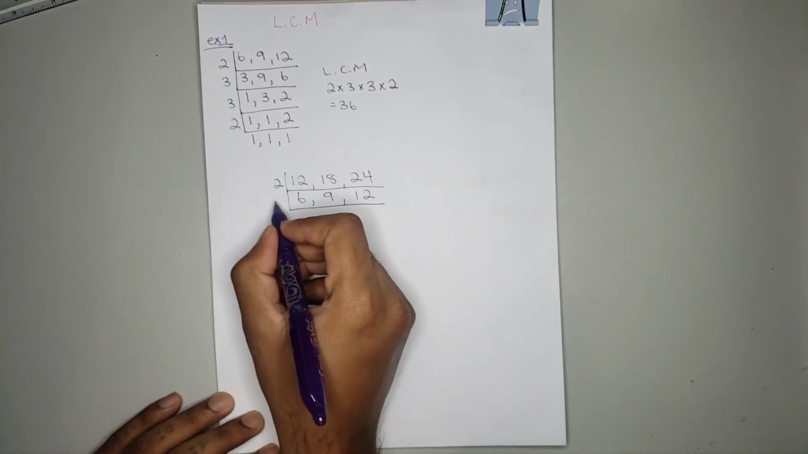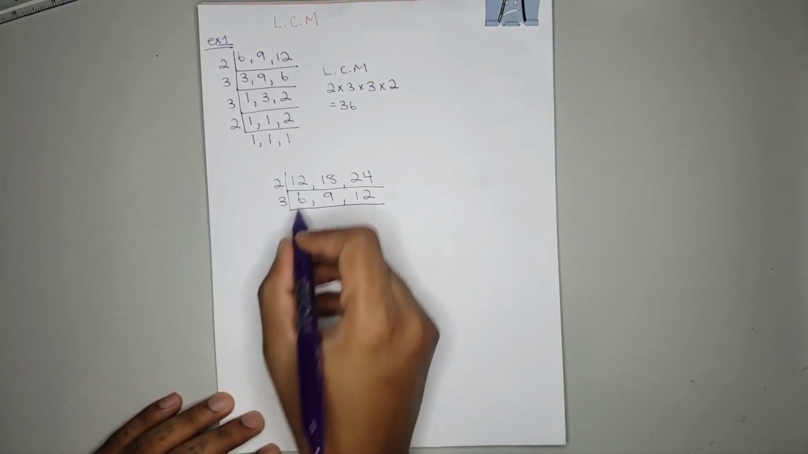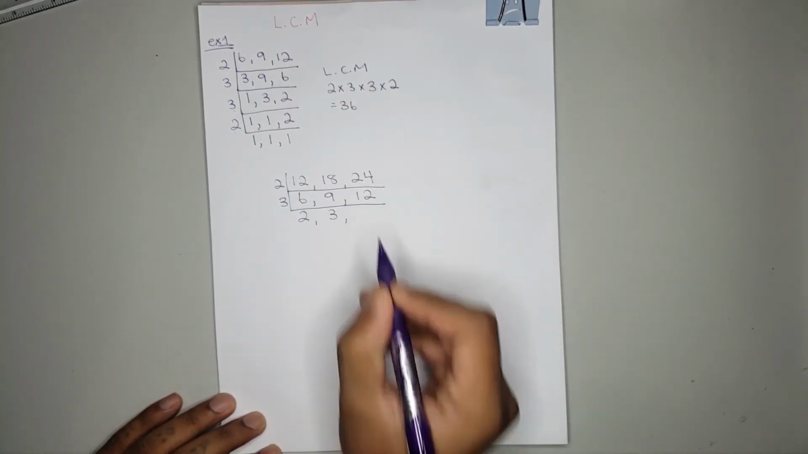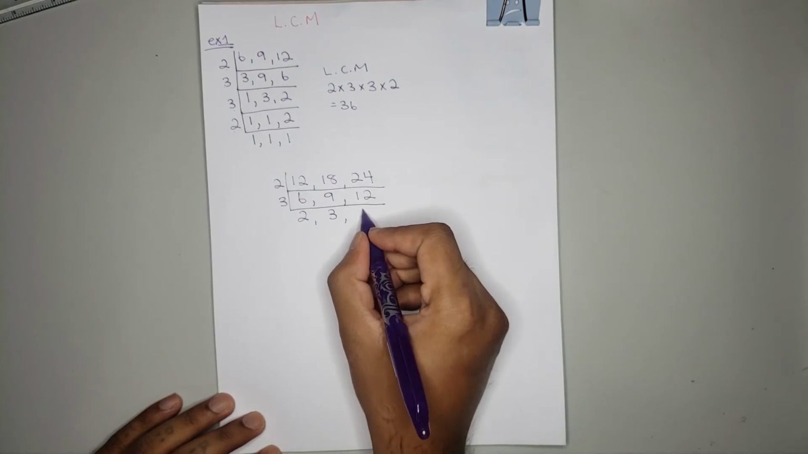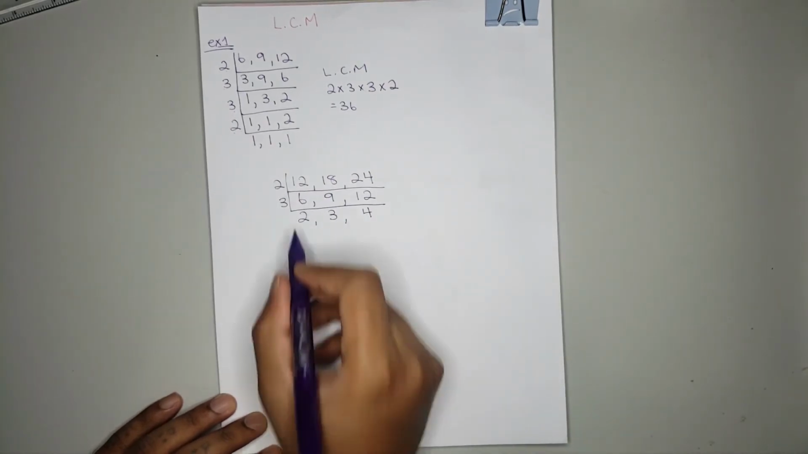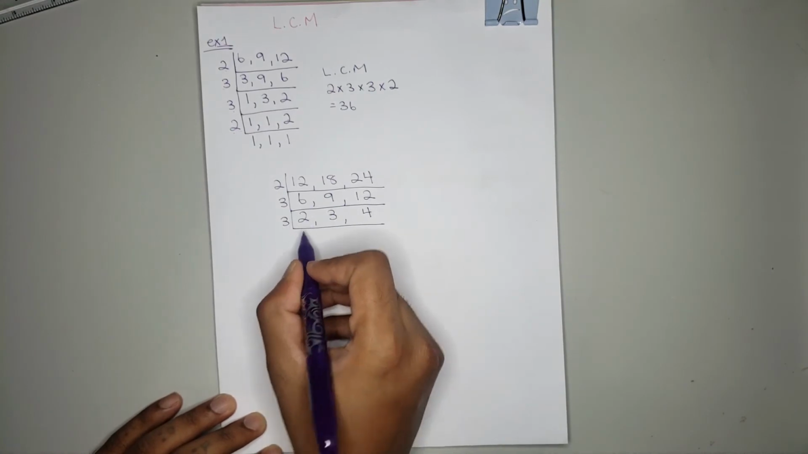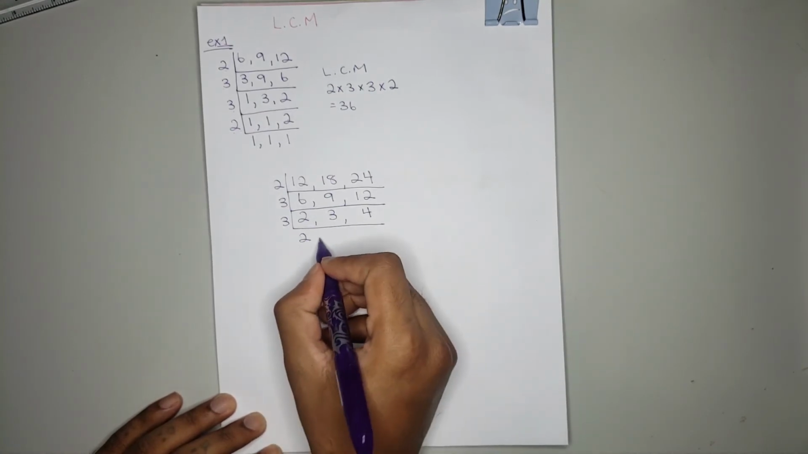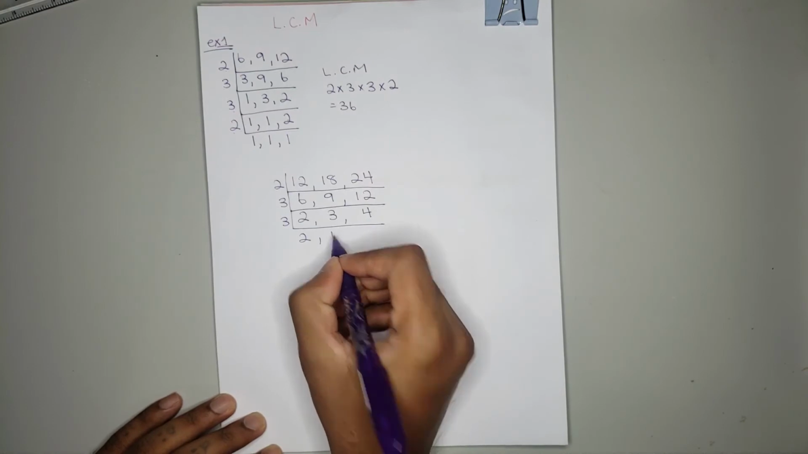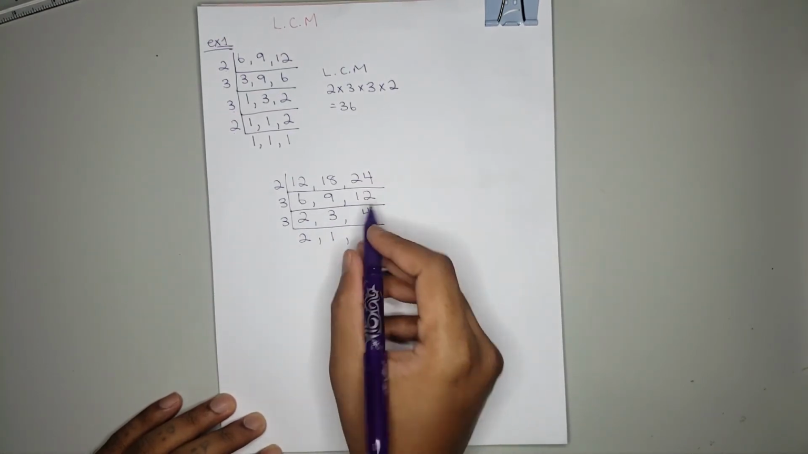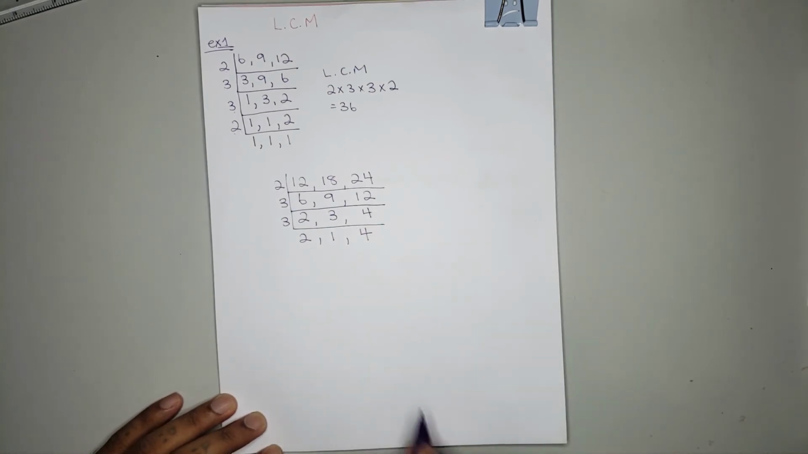Divided here again, I'll try 3. 3 could go into 6 2 times without leaving a remainder. 3 could go into 9 3 times without leaving a remainder. And 3 could go into 12 4 times without leaving a remainder. Trying 3 again. 3 cannot go into 2, so therefore I rewrite the 2. 3 can go into 3 1 time without leaving a remainder. And 3 cannot go into 4 without leaving a remainder, so therefore I rewrite the 4.